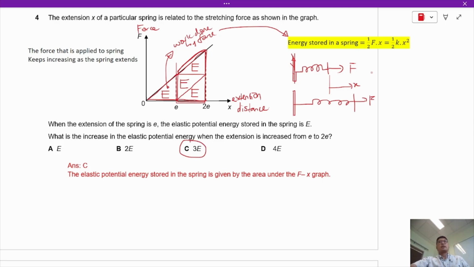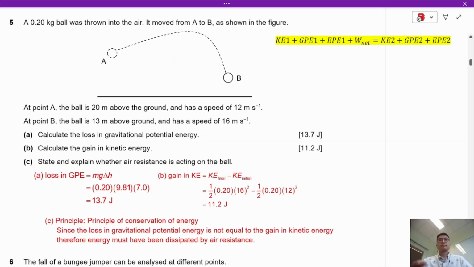All right, so there are two concepts to be used in this question. The first concept is that the energy stored in the spring is the area under the F-x graph. The second is that the area under the F-x graph can be analyzed by drawing similar triangles. So it saves you a lot of time in the exam. And that's question 4. Now let's take a look at question 5.